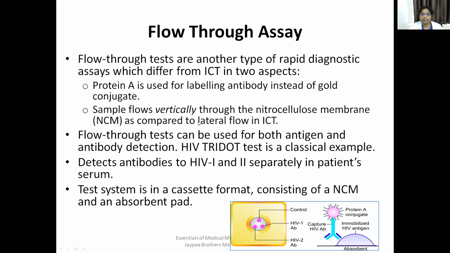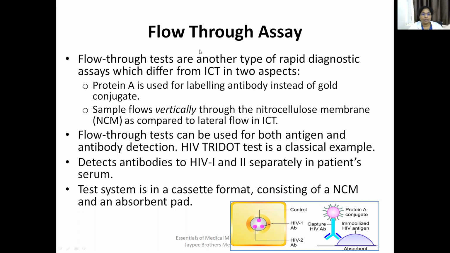And there is another difference in the conjugate used between lateral flow assay and flow-through assay. In lateral flow assay, we use a gold conjugate to label the antibody, but in flow-through assay, protein A is used instead of gold conjugate.